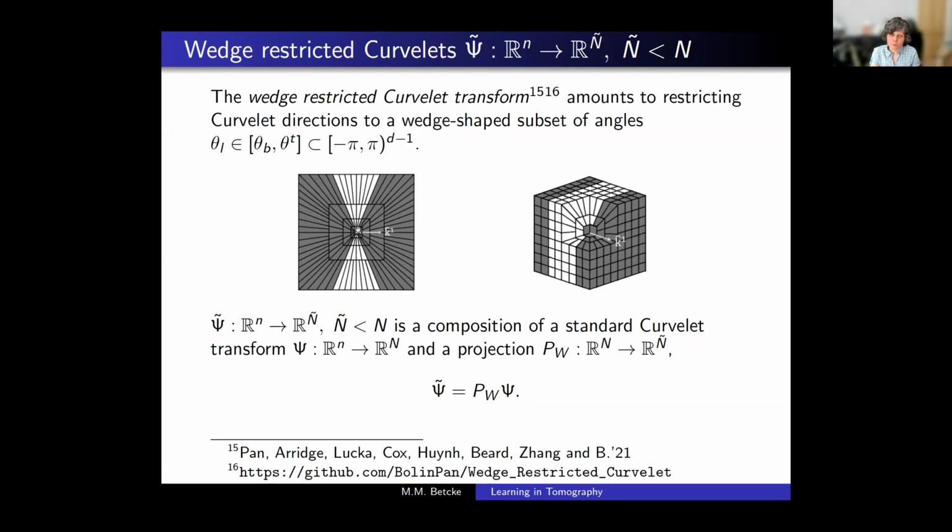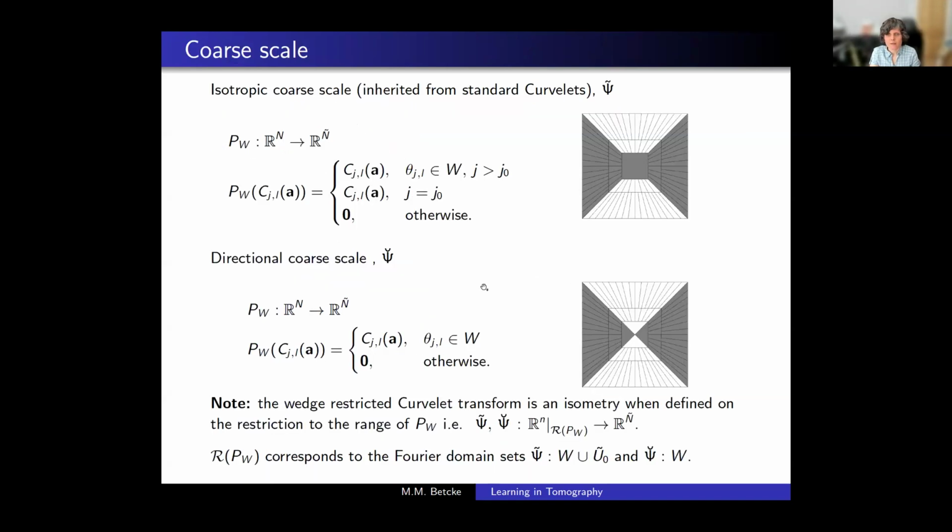Okay, so for this we have a variant of the curvelet transform that we call wedge restriction, and this is essentially a projection operator applied to the standard curvelet transform. And one more thing we have to look at is the coarse scale, because the classical curvelet at the coarse scale would have isotropic wavelet coefficients, so they will be non-directional. But we can induce the directionality by simply extending this bow tie filter to the coarse scale, where we essentially inherit the directionality from the atom of each of the pixels.